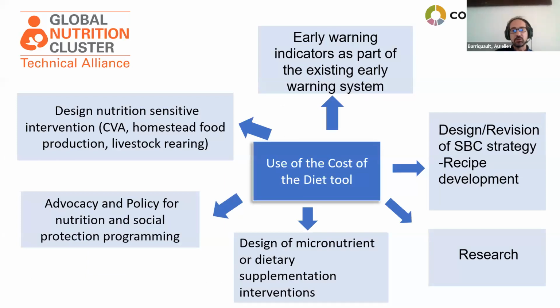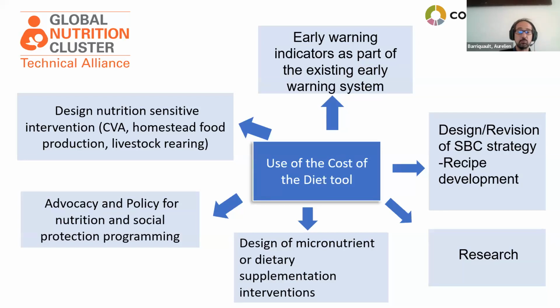So, what are the different uses of the cost of the diet tool? Here we try to show you the different uses so far, since we've conducted various assessments, as Lily showed you just previously. We can use the tool for early warning indicators as part of the existing early warning system. We can use the tool for designing nutrition-sensitive interventions: CVA, homestead food production, livestock rearing.